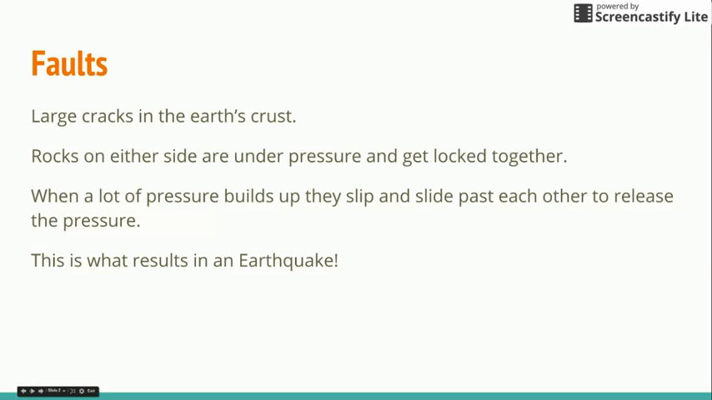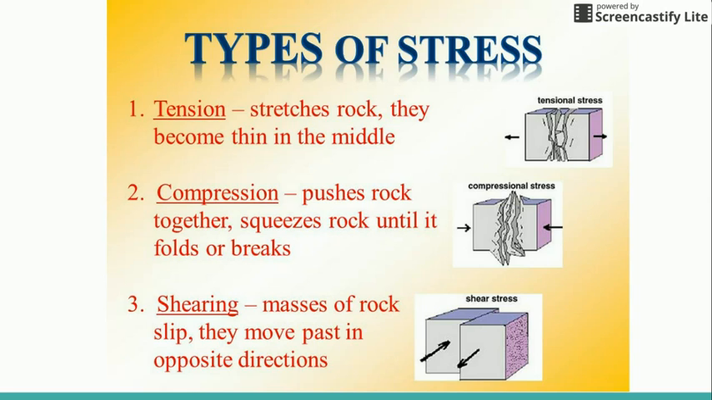These are large cracks in the Earth's crust, and when there's rocks on either side that are under pressure, they get locked together. And when a lot of pressure builds up, they tend to slip and slide past each other to release that pressure. And this is what results in what we call an earthquake.